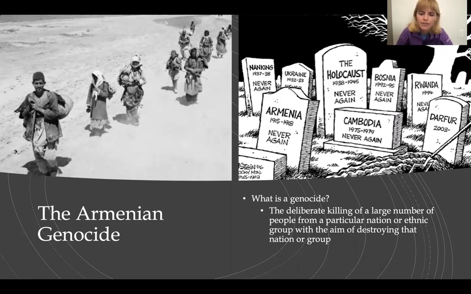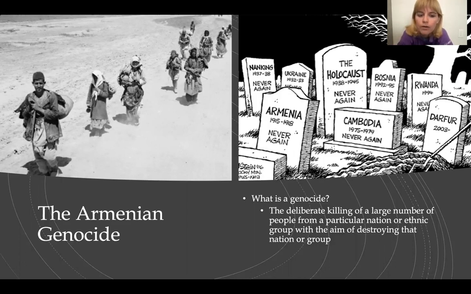So I want to make sure you guys have in your notes what a genocide is, because we're going to talk about the first genocide in the 20th century. So in the Ottoman Empire, as we said, during period 2 and period 3, you have groups of white Christians.